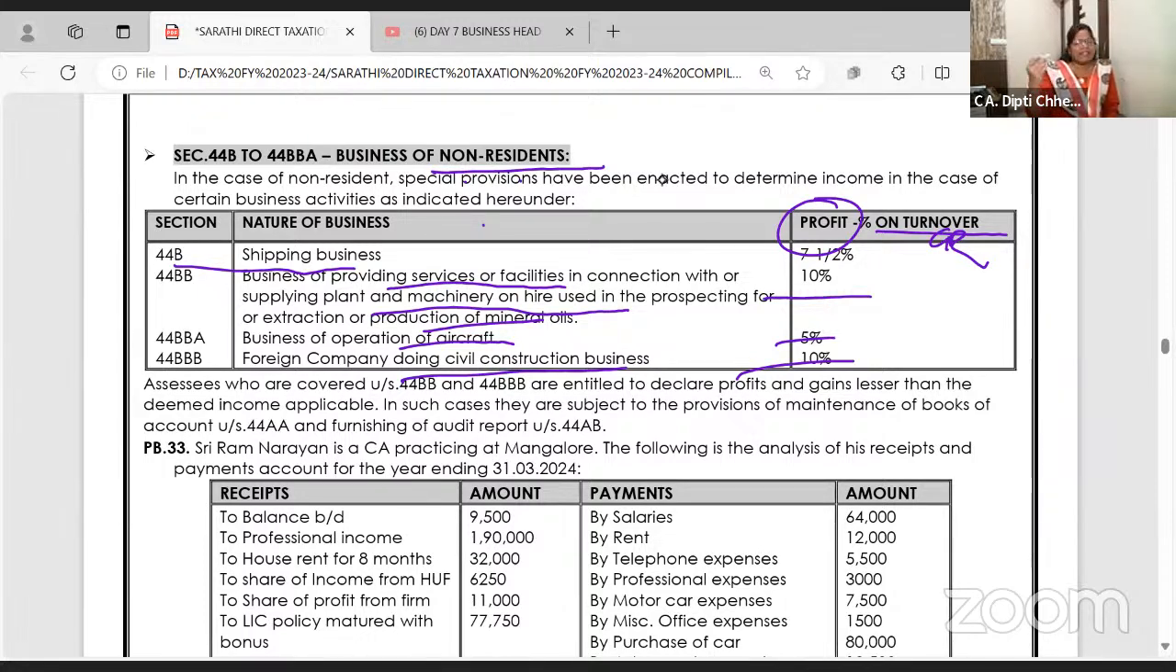And they are NRI, and if they are company, 40% tax hai. De ke khatam karo. Plant and machinery used for extracting mineral oils and all, 10%. Civil construction also 10%. Business of aircraft 5%. Right? So with this, check your watches. I have completed all the 44A.